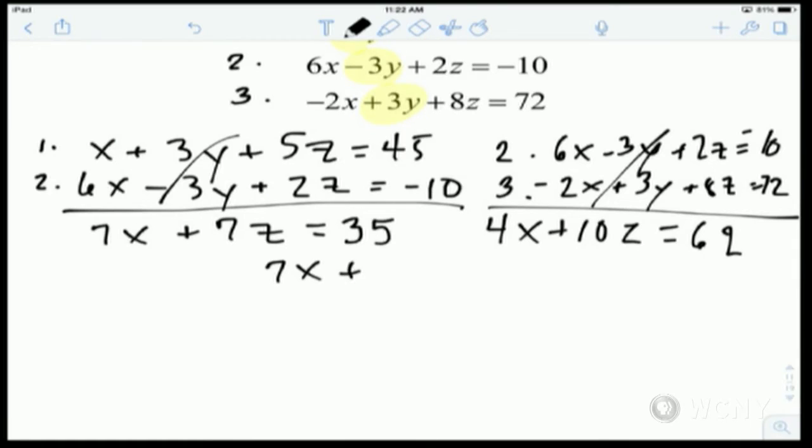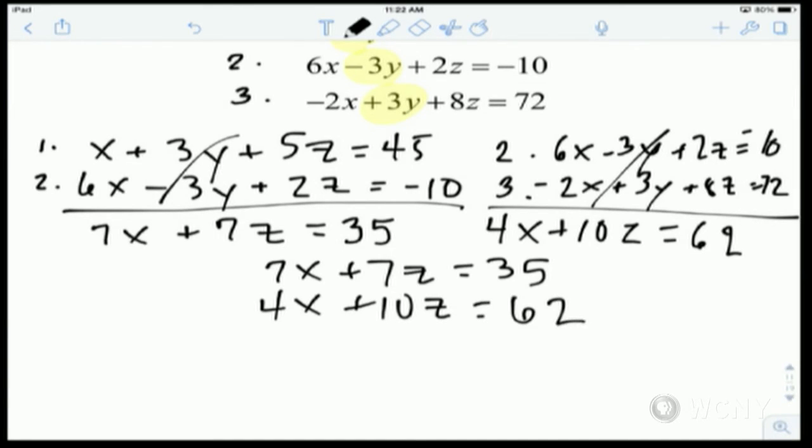7x plus 7z equals 35. And 4x plus 10z equals 62. Okay, I need to eliminate again. I need to make a decision about which variable to eliminate. It really doesn't matter. You can choose x or choose z. Either one is going to be a lot of work. I need to make one of them positive, one of them negative, and the coefficients have to be the same. So because I like working with 10, I'm going to eliminate the z's.